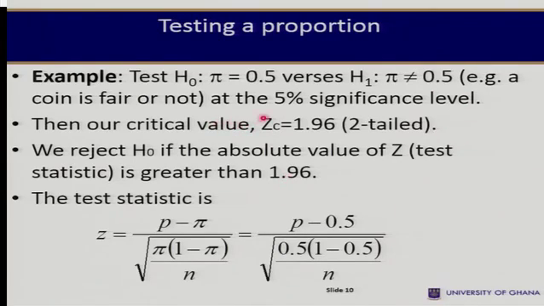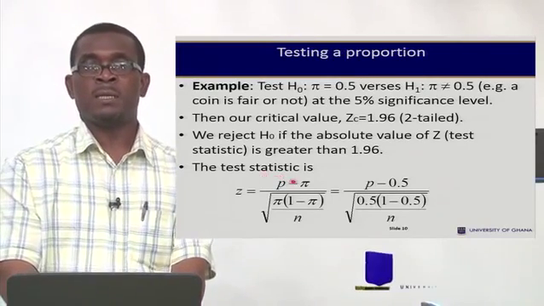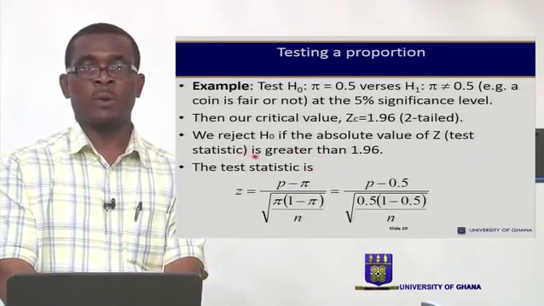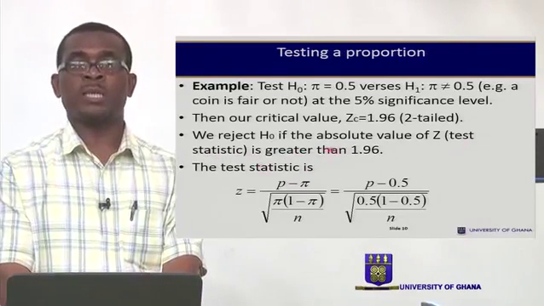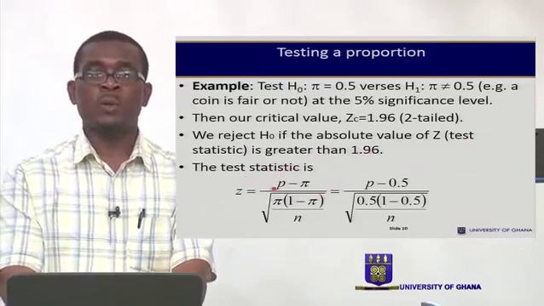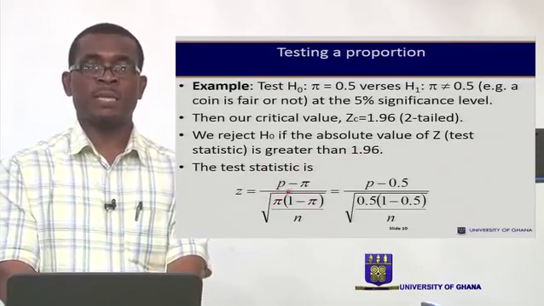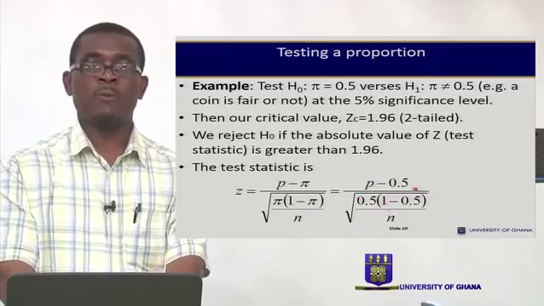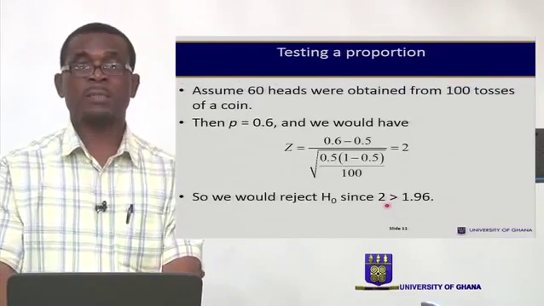If we want to test this at 5%, it means our critical value will be 1.96 because it is two-tailed. And then we'll reject the null if the absolute value of our Z, which is the test statistic that we're going to compute soon, is greater than 1.96. So this is the formula for the test statistic, and then we can substitute the values in it.